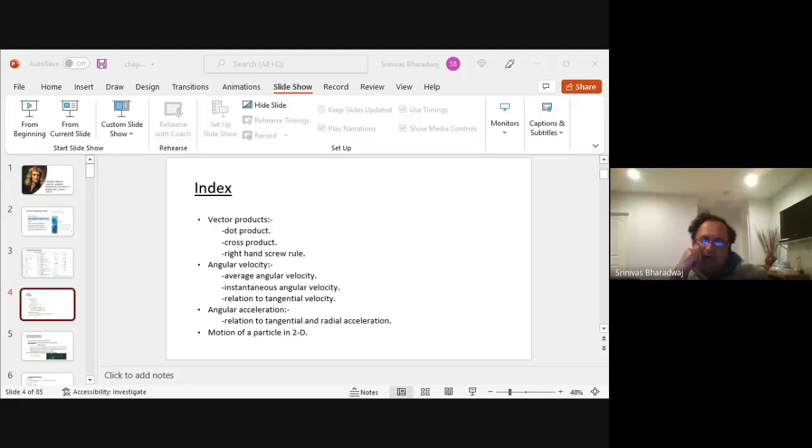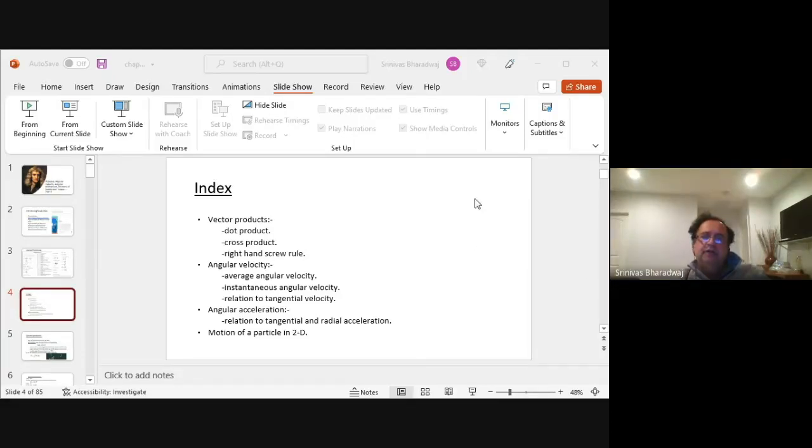a_r is omega cross r, or omega square r, right? a_theta is alpha cross r. So the radial and tangential components. If you are in uniform circular motion, a_t is zero. You have only a_r, right?